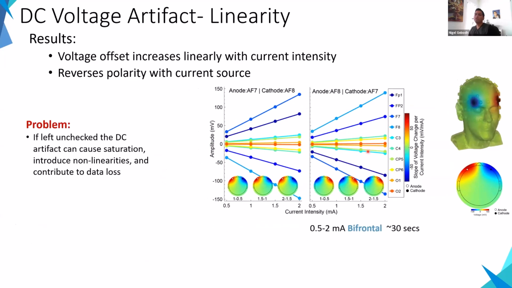Now, the problem with the DC voltage artifact is that if you leave it unchecked, the artifact can easily cause saturation, and it can introduce nonlinearities in your data. And it can also contribute to a lot of data loss. If your amplifier is just completely saturated, you're not going to get any data.